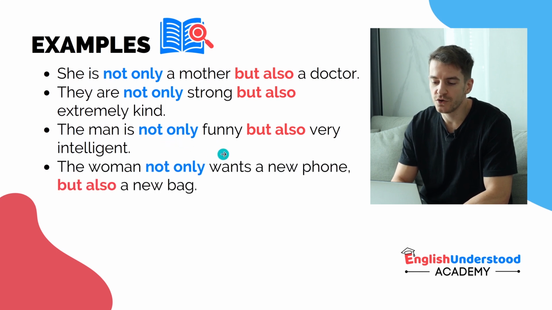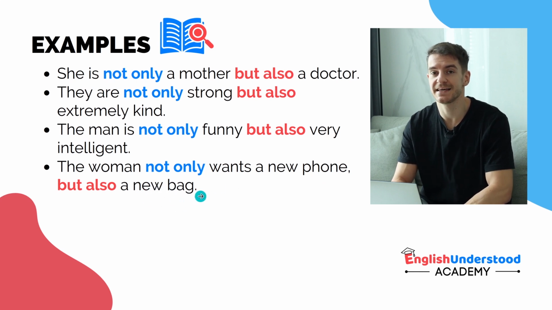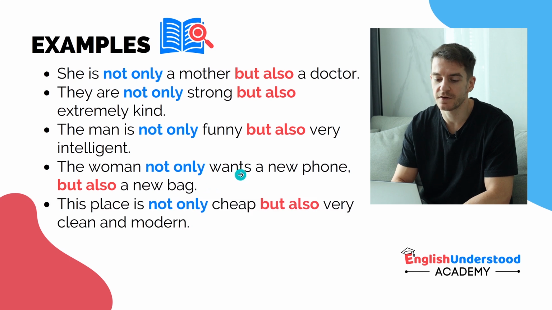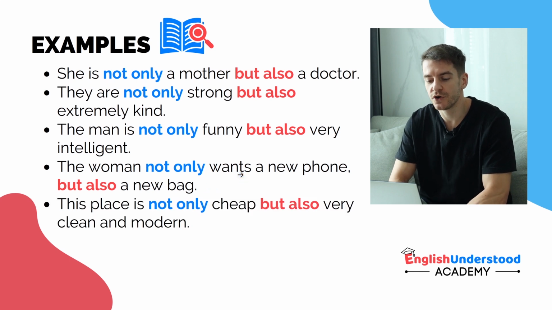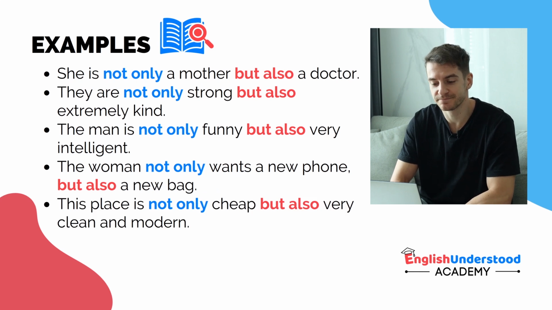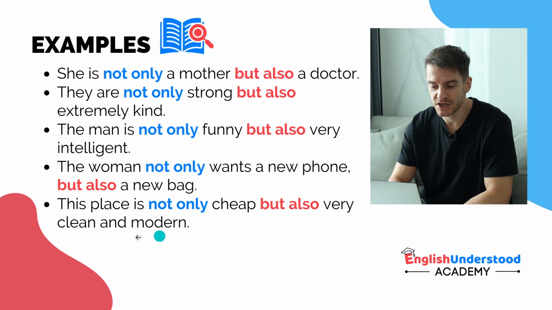The woman not only wants a new phone, but also a new bag. So in this one, I've used a verb. So that means this is true. She wants a new phone. Yes, true. And she wants a new bag. Both of these things are true. And finally, this place is not only cheap, but also very clean and modern. So that means, yes, it's cheap, but it's also very clean and modern.